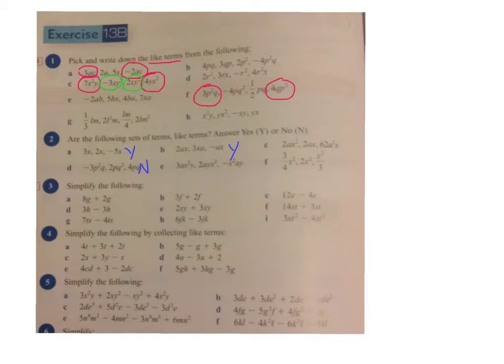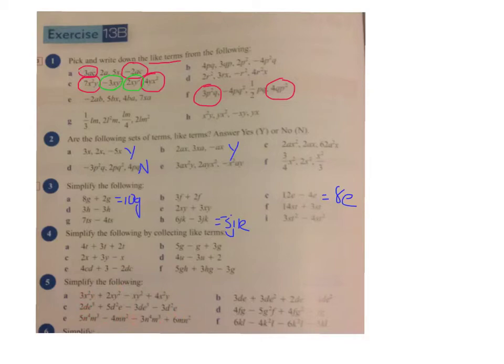Now it says simplify the following. Well, these are pretty straightforward. This is way back in Year 7 maths just about. So we've got 8g plus 2g. How many g's have we got? We've got 10g. 6jk take away 3jk equals 3jk, sorry. And 12e take 4e equals 8e. So they're pretty straightforward. These ones, just a little bit longer, so you should be able to do these.